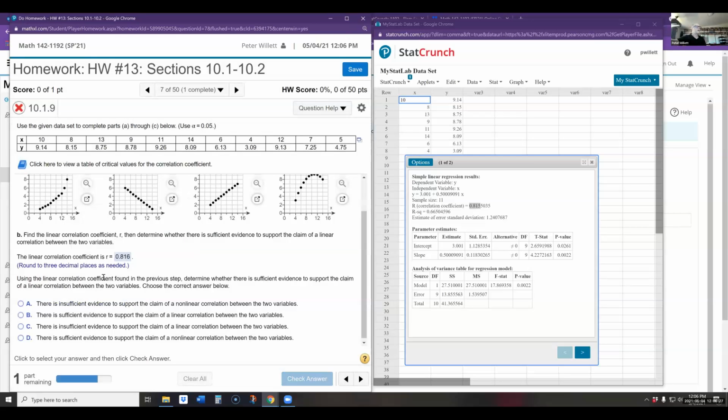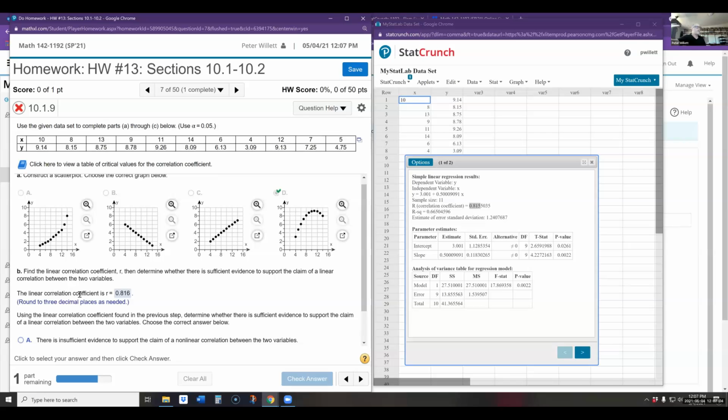Then it asks us to determine whether there's sufficient evidence to support the claim of a linear correlation between the two variables and to choose the correct answer below. As I was saying before, there are 2 things you need to look at. You need to look at the size of the R value, whether it passes the critical value or whether it produces a p-value that's below the significance level. That's one. And the other is you need to look at the scatter plot graph and see if it says there's a linear pattern. You kind of need to do both of those things.